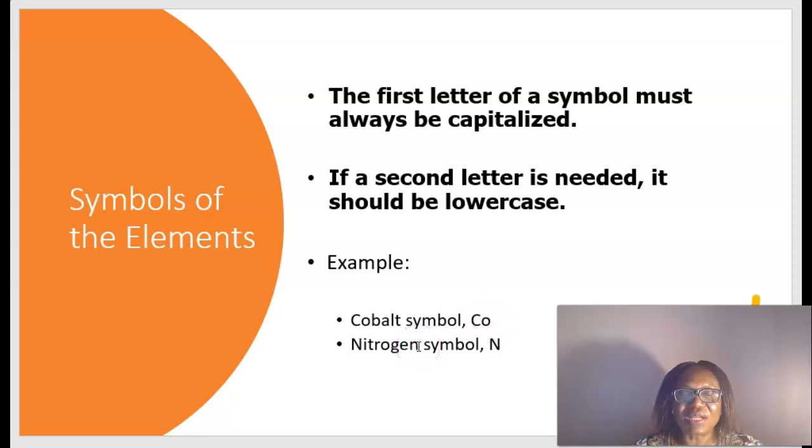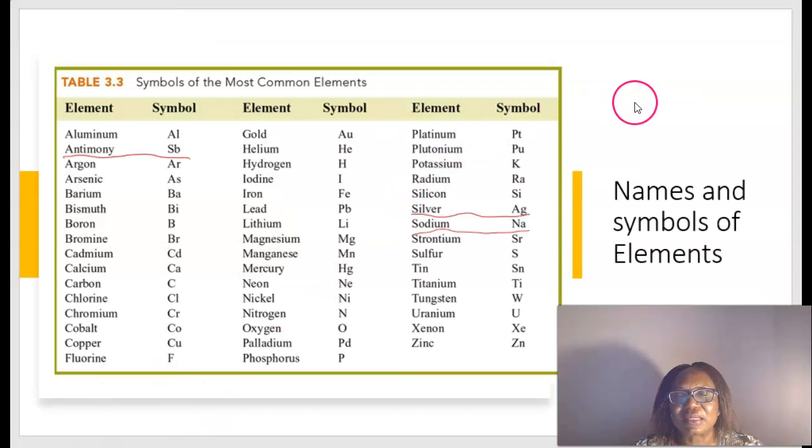We'll take an example of an element that has only one letter: nitrogen. Because it has only one letter, the symbol is represented by an uppercase N. We are going to take a look at some elements and their symbols. What you have to understand is that if you want to be successful in chemistry, you have to study the names of elements and their symbols.